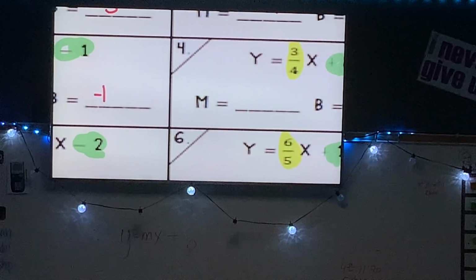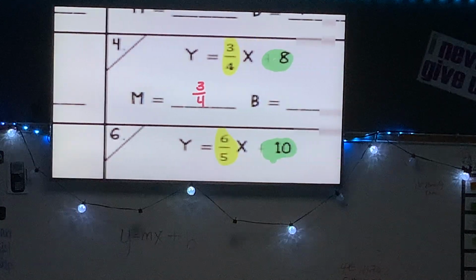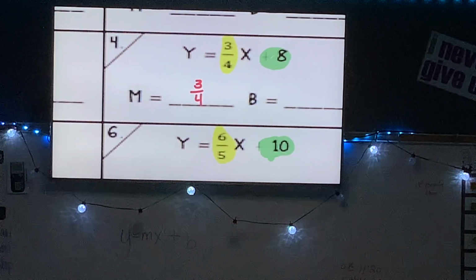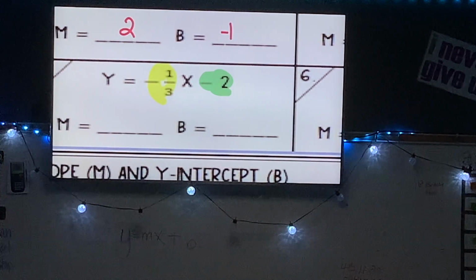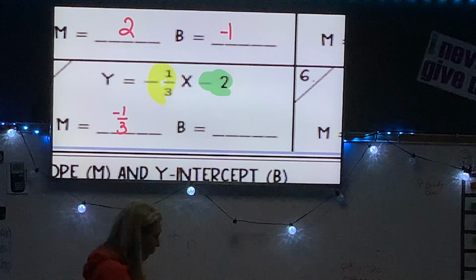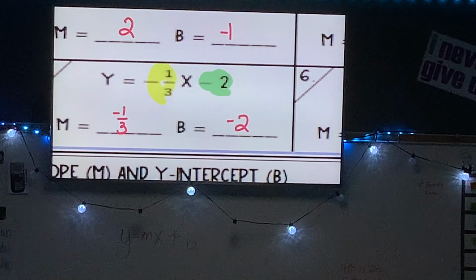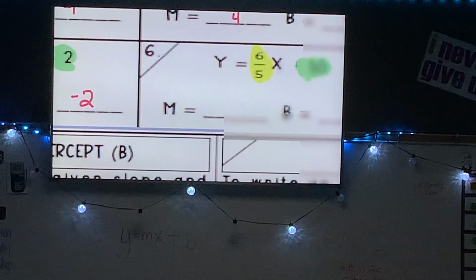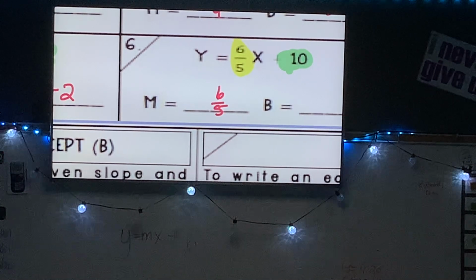Number 4. What is my slope? 3/4. What is my y-intercept? 8. Number 5, what is my slope? -1/3. B, -2. Perfect. And the last one, what is my slope? 6/5. And my y-intercept? Perfect.